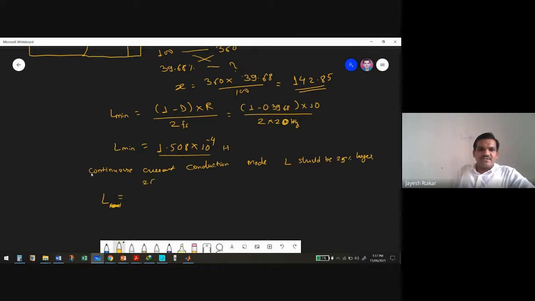So 25% of 1.508 into 10 to the power minus 4. Its value, 25%, I have already calculated here. It's 3.7698 into 10 to the power minus 5. Okay, I will make it as L25, so the final, complete L will be nothing but addition of L minimum plus L25. If you add these two values, we'll get a value of L.